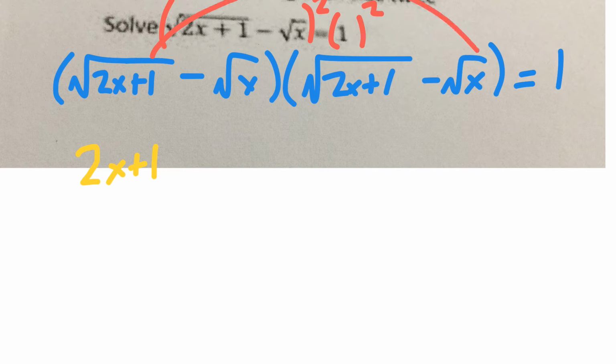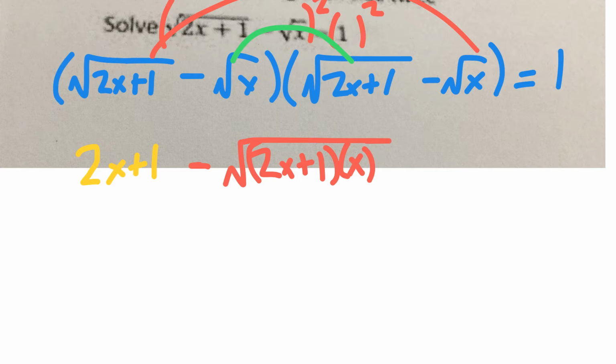Now distribute here, outside. That's going to give me the square root of 2x plus 1, minus the square root of 2x plus 1 times x. We'll just leave it like that for the time being. I could distribute that out, but it's not really going to make it any prettier. Now multiply on the inside. What does that give me? Negative square root of 2x plus 1 times x.